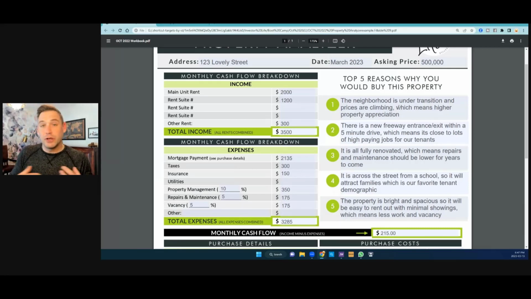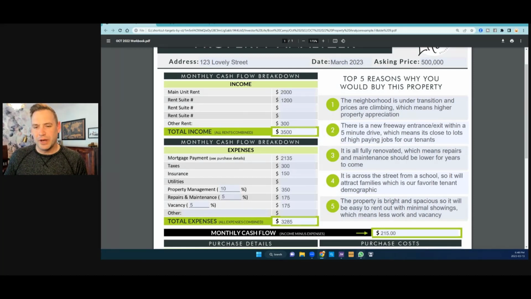Number 3, it's all fully renovated, which means the repairs and maintenance should be lower for us for years to come. It's across a street from a school, so it will attract family, which means we're going to be attracting our favorite tenant demographic. Point number 5, the property is bright and spacious, so it will be easy to rent out with minimal showings, which means less work for us and less vacancy.